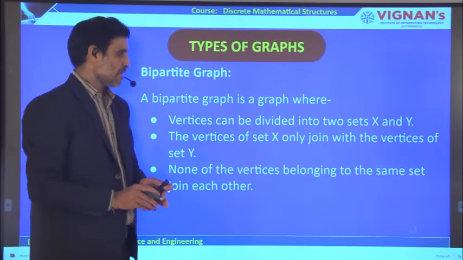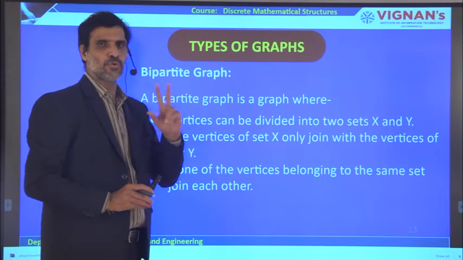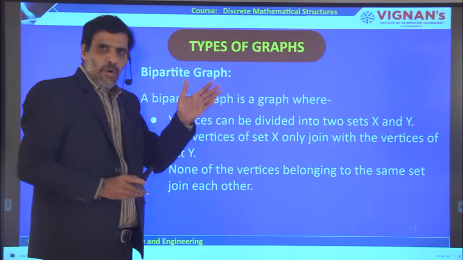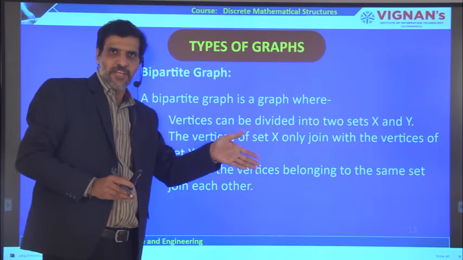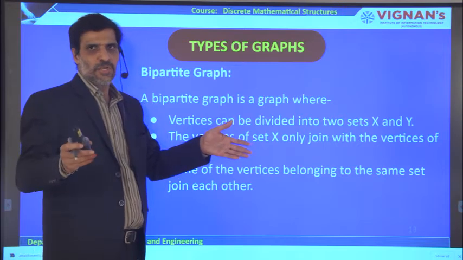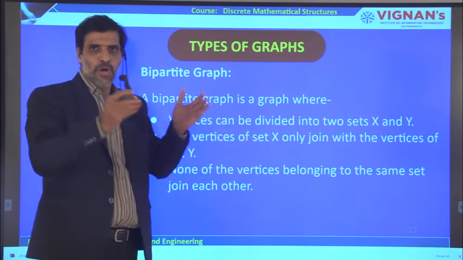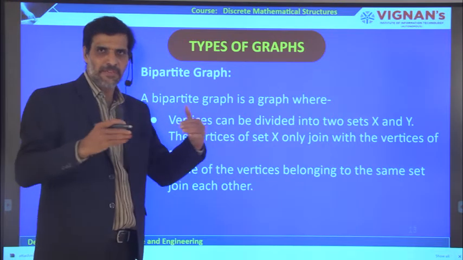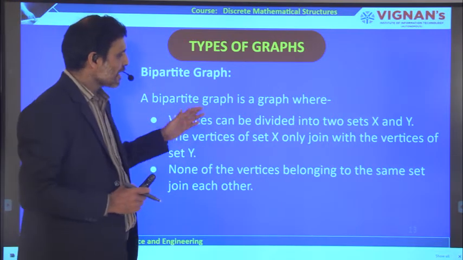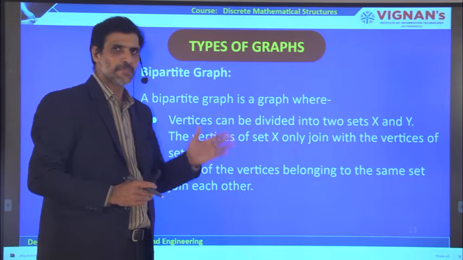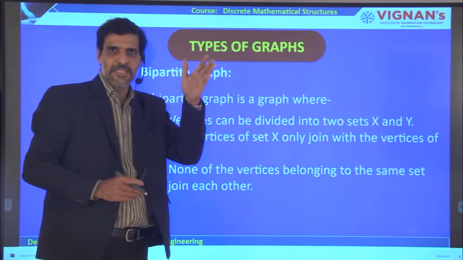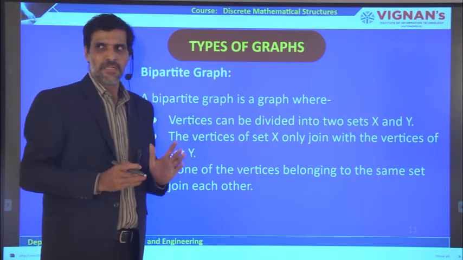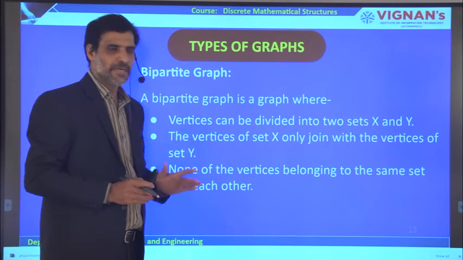So these are the 3. The first one is you need to divide them into 2 parts. The vertices can be divided into the 2 parts. And second one, whatever the vertices you have taken in the first set and whatever the vertices you have taken in the second set, you need to join them. That is, from set A to set B you have to take the edges between the vertices, and none of the vertices belonging to the same set. That means whatever vertices you have taken in set A should not contain any edges among them. This is how we can define a bipartite graph.